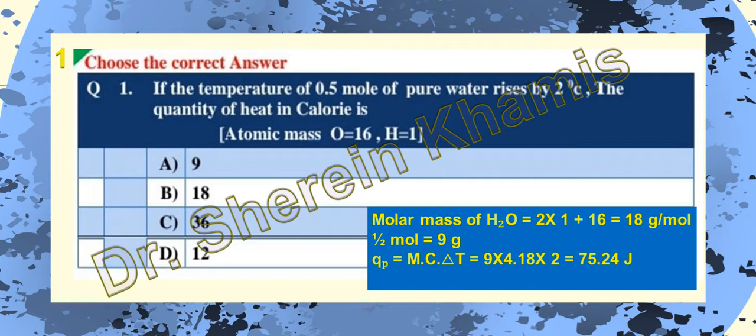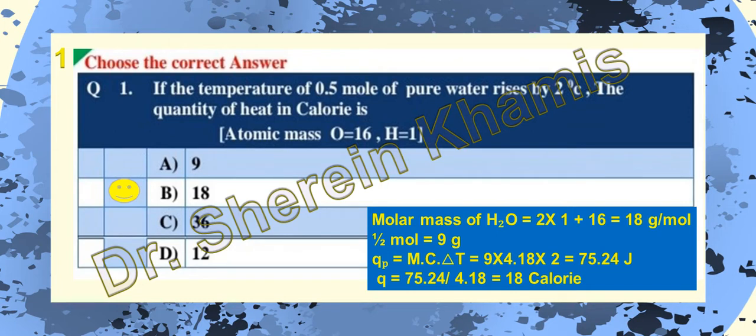So it will give 75.24 joule. We didn't want the unit joule, we wanted the unit in calorie. So we divide the number we got in joule by 4.18 also. Q equals 75.24 divided by 4.18, and we get at the end 18 calorie. So the right answer is letter B, 18 calorie. I think it's an easy question.